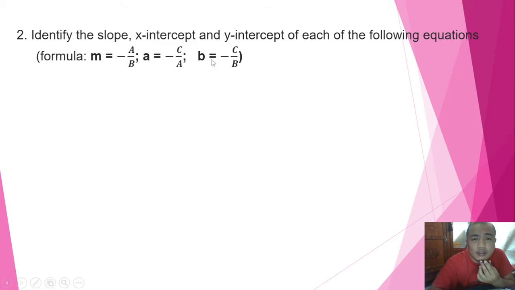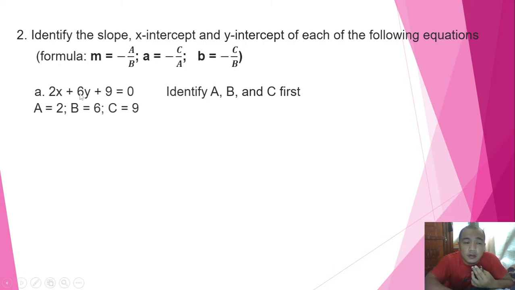Now, identify the slope, x-intercept, and y-intercept of each of the following equations. The formula for the slope, negative a over b. Formula for x-intercept, negative c over a. Formula for y-intercept, negative c over b. Find the slope, x and y-intercepts of 2x plus 6y plus 9 equals 0. So first step, identify a, b, and c first. A is 2, b is 6, c is 9.